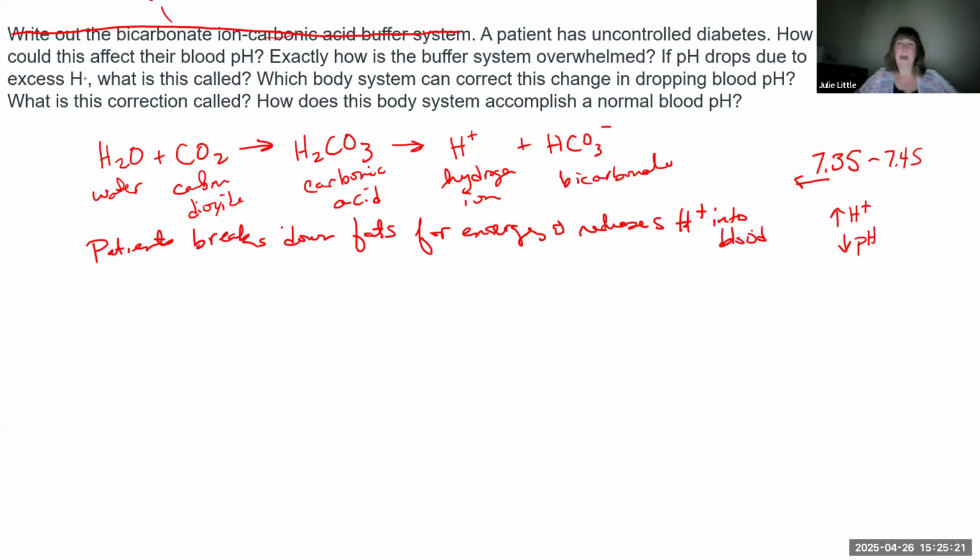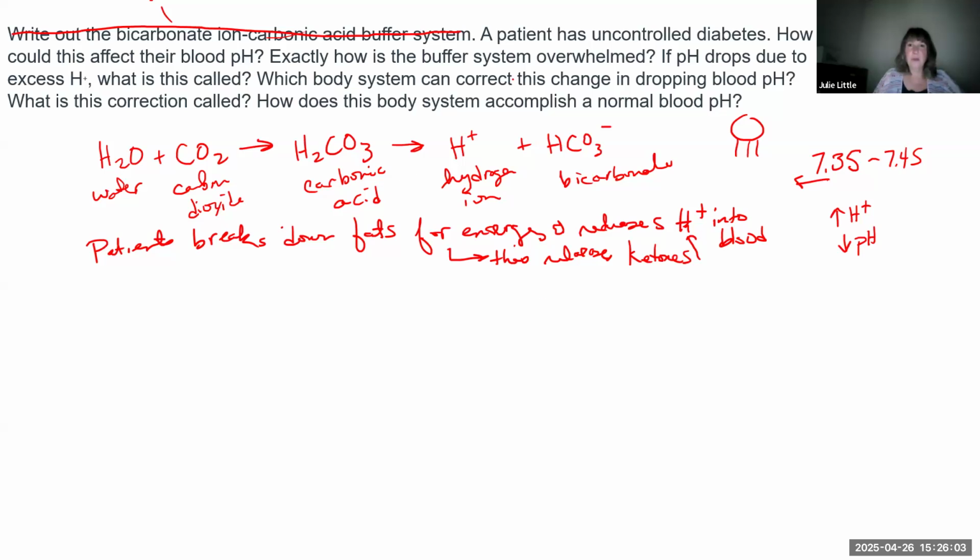Now, what is it about fat that causes you to release hydrogen ions when you break it down? Well, triglycerides are the fat that we store in our body, and they have a triglyceride head and three fatty acid tails. When you break down the fats, you release substances called ketones. So the patient breaks down fats for energy. This releases ketones, just so you have that word in your brain. And ketones, basically, think of them as hydrogen ions because they add to the hydrogen ion load.